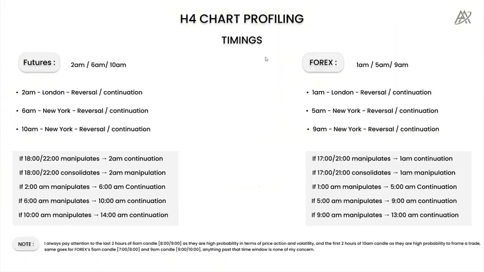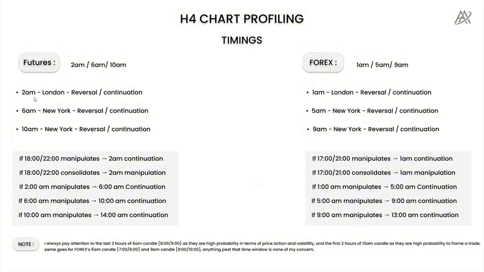Okay, so first of all, we have to pay attention to the times when that H4 candle starts, right? For futures, there's 2 a.m., 6 a.m., 10 a.m., while the Asia session 4-hour candles we are not paying attention to. Just these three candles we are going to pay attention to. What the previous candle does is a trigger for the next candle, for either a reversal or a continuation, right? For forex, we are going to pay attention to the 1 a.m., 5 a.m., and 9 a.m. candles, and pay attention to what the previous candle did to frame the next candle as a continuation or a reversal. Okay, let's talk about futures.